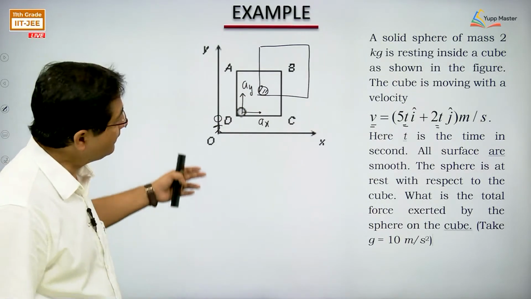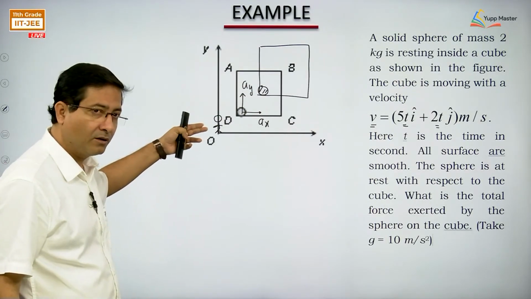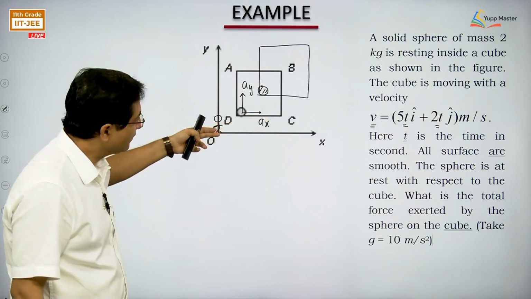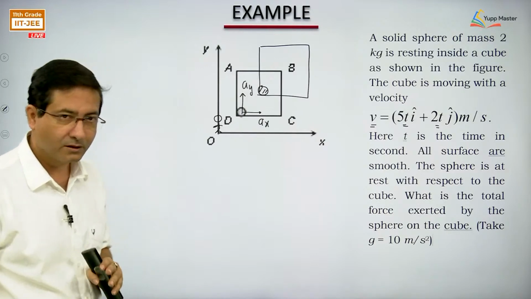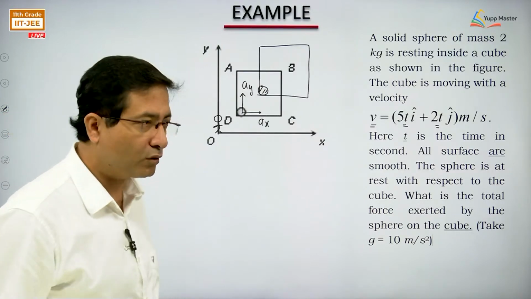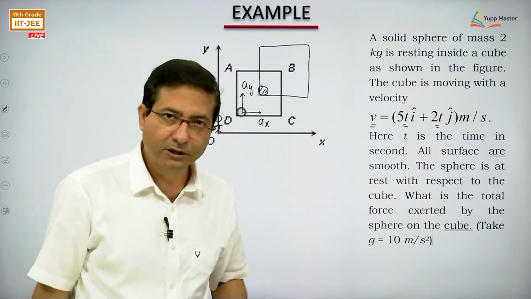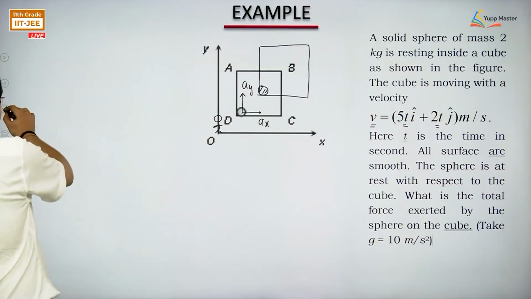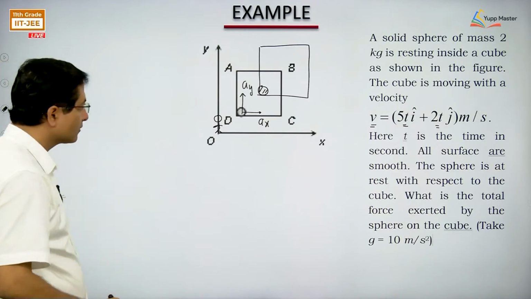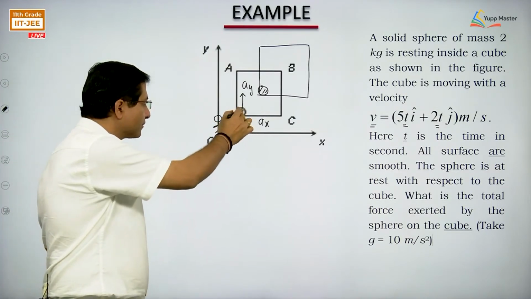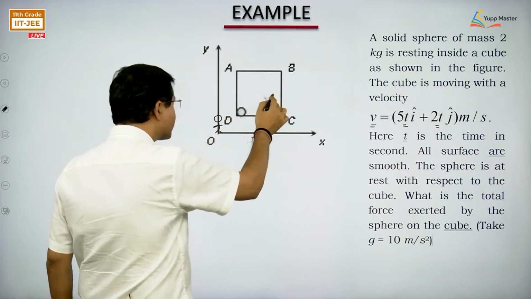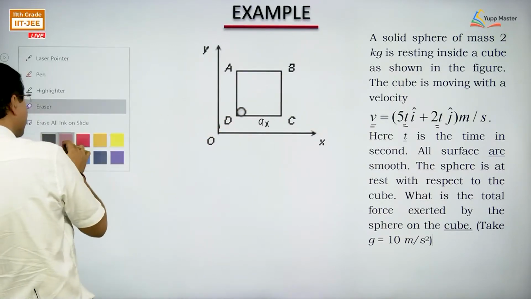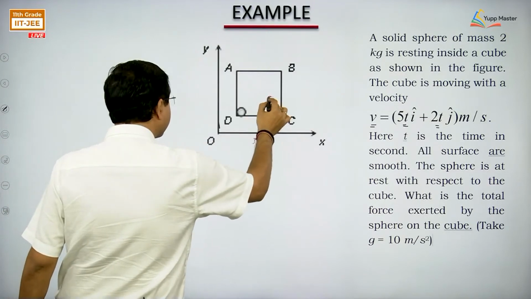So I will apply Newton's second law. From ground frame I will apply Newton's second law in x direction and Newton's second law in y direction. What if I want to observe the motion of the ball with respect to the cube? So with respect to the cube, if a person is standing inside the cube, I will place the observer here. So say the observer is here.